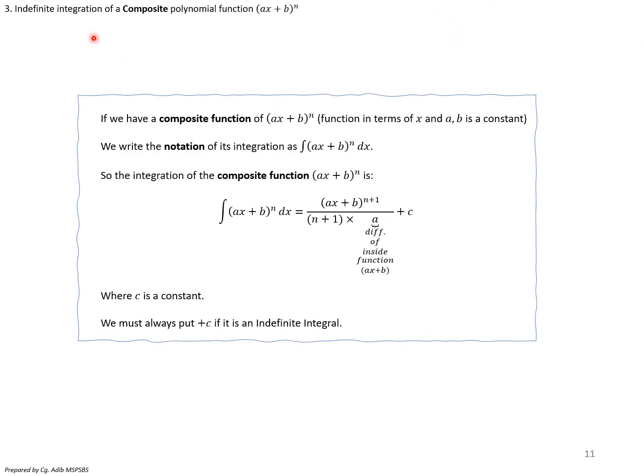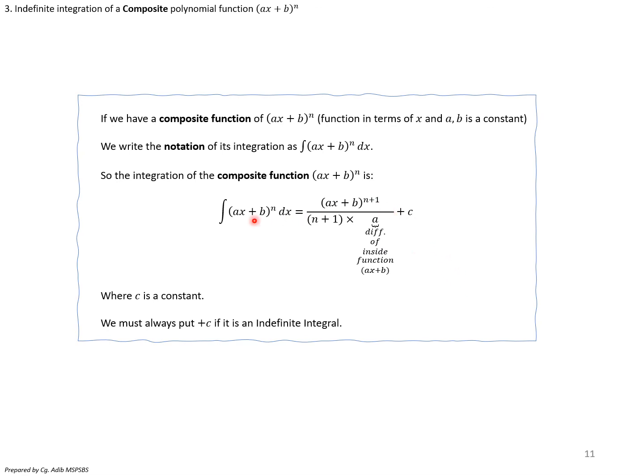The next part is the indefinite integration of composite function. We know what a composite function is. For example, (ax plus b) to the power of n, where a and b are constants and it is in terms of x. If we want to integrate this, we just need to follow this formula. The integration of a composite function is a little bit weird because you need to do a little bit of differentiation.